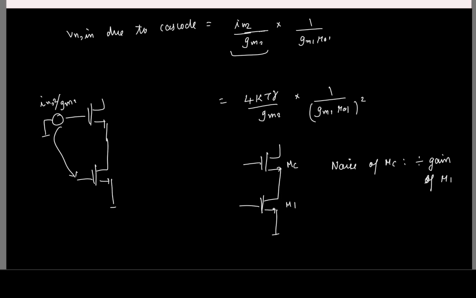But what is the issue with Cascode? What are you losing? Yeah, we are losing swing, right? Now we need to make sure both these transistors are in saturation, so 2 times the overdrive voltage. Okay, so let's stop here.